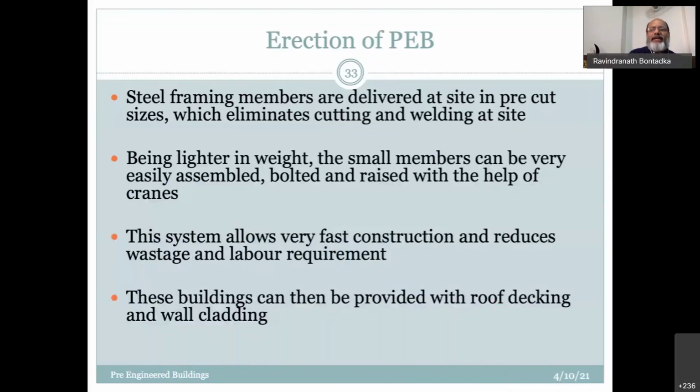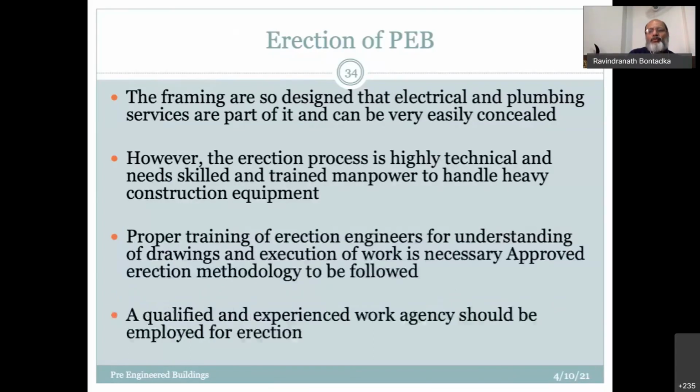And being lighter in weight, the small members can be very easily assembled, bolted, and raised with the help of cranes. This system allows very fast construction, reduces wastage and labor, and buildings can be provided with roof decking and cladding too. So all those things, erection.